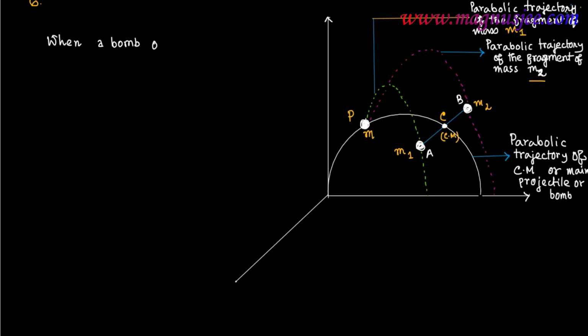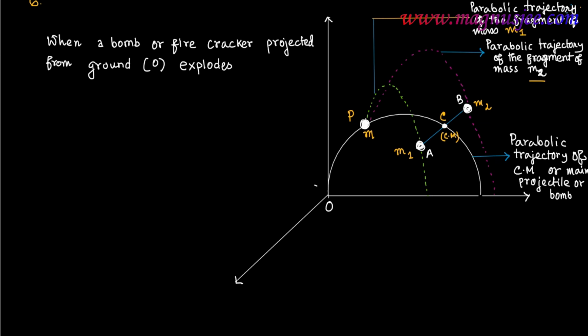When a bomb or firecracker projected from the ground, that means projected from the point O on the ground, explodes in mid-air at the point P, it explodes into two fragments in mid-air at the point P.